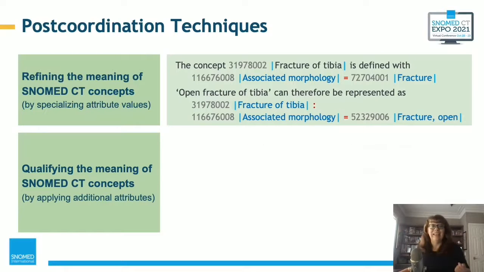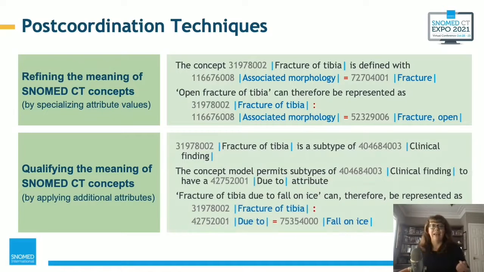Another technique is to refine the meaning of a concept by applying additional attributes that are permitted by the SNOMED concept model. For example, because fracture of tibia is a subtype of clinical finding, the concept model allows us to use the due to attribute. We can therefore represent the clinical meaning fracture of tibia due to fall on ice using the post-coordinated expression fracture of tibia with due to equal to fall on ice. And once again, we can omit the human readable terms if we need to shorten the expression.